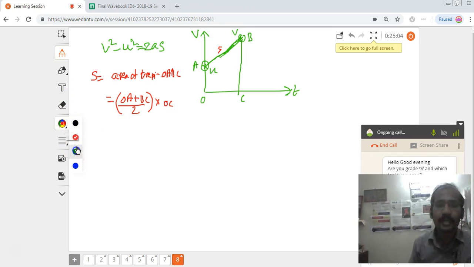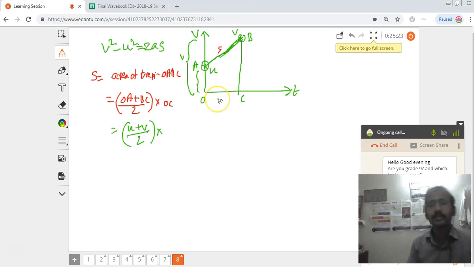What is the OA value? Initial velocity u. What is the BC value? BC means from here to here. Final velocity v, by 2, into what is the OC value? Time t. Very good. So you can write it as (v plus u) by 2 into t.